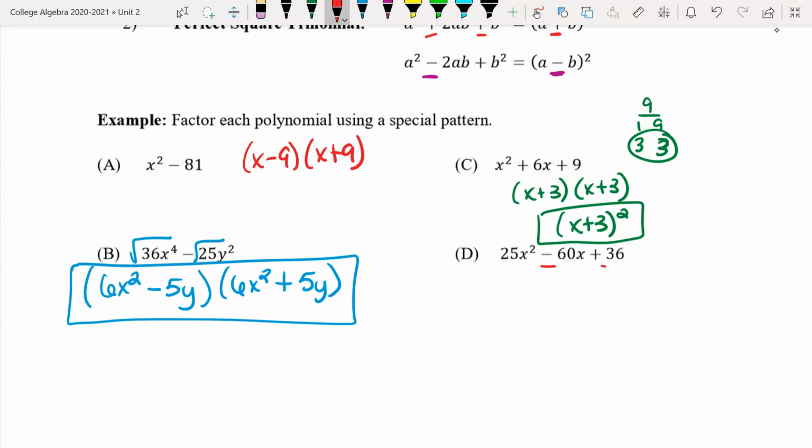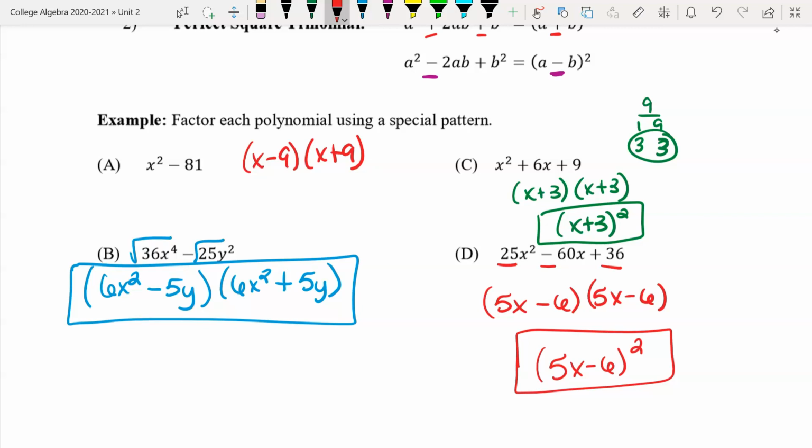Last one looks intimidating, but the first number and the last number are perfect squares. So I do 5x minus 6 times 5x minus 6, because a negative 6 multiplies to a positive 36. So these are just some special cases, and I know those last two are probably the most difficult ones. But that's just stuff you're going to see with basic factoring.